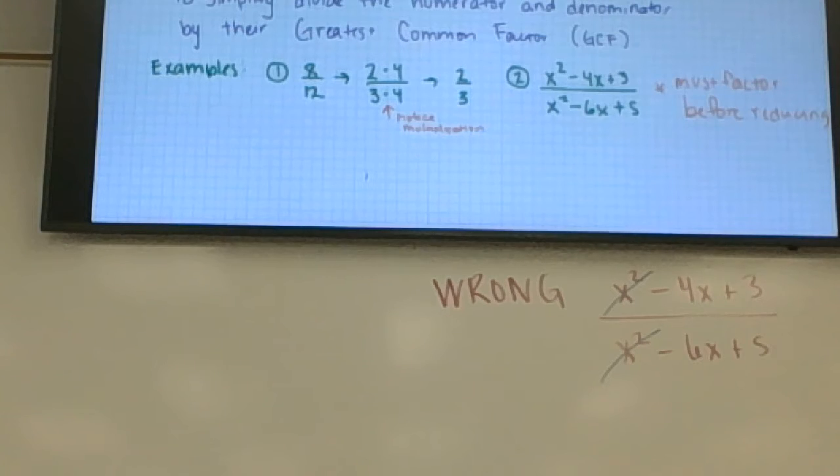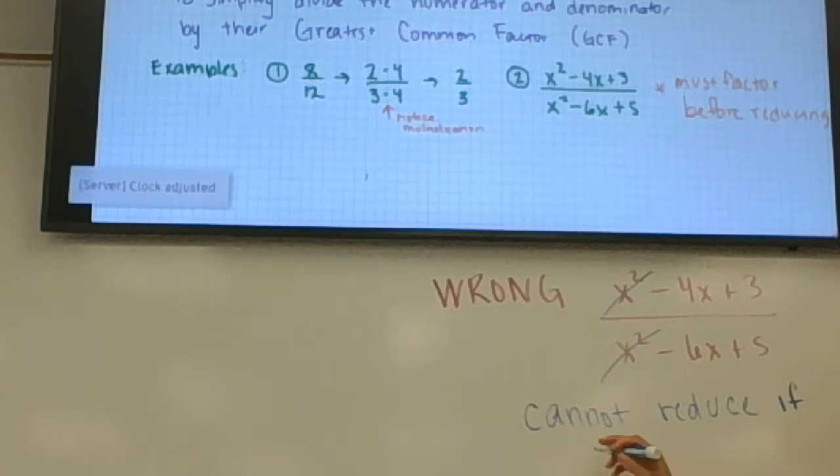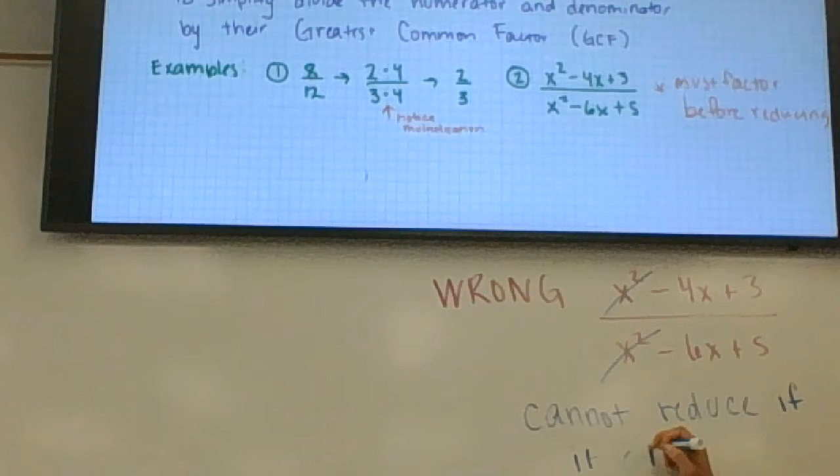Could you cross out the 10? No, because it's not multiplication. If it's not multiplication between your terms, you cannot reduce. It's like plus and negative. I guess I should make those plus. You cannot reduce. There's nothing we can do if it isn't multiplication.